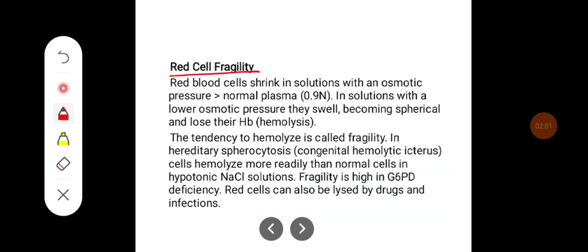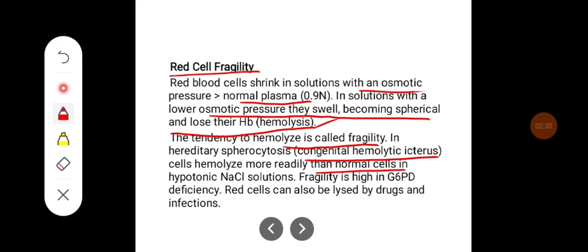Red cell fragility. Red cells shrink in solutions with an osmotic pressure more than normal plasma. In solution with lower osmotic pressure, they swell, becoming spherical, and lose their hemoglobin. So that process is called hemolysis. The tendency to hemolyze is called fragility. In hereditary spherocytosis, that is congenital hemolytic icterus, cells hemolyze more readily than normal cells in the hypotonic sodium chloride solution. The fragility is also high in G6PD deficiency. The red cells can also be lysed by drugs and infections.